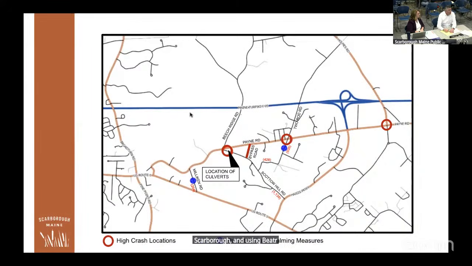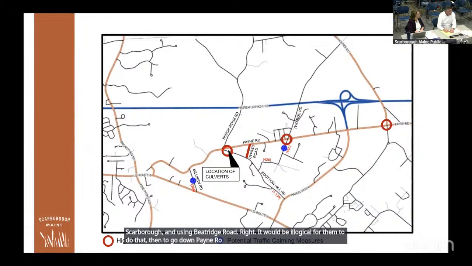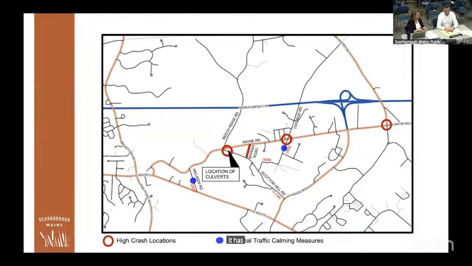Right. It would be illogical for them to do that, then to go down Payne Road, to get back on Route 1 under Broad Turn. So I think Beach Ridge is probably the destination. Right. And we did look at the crash location, that is a high crash location that you pointed out. We did look at the crashes there, and so obviously since the culvert failure, it has significantly been reduced, but I would say not eliminated.